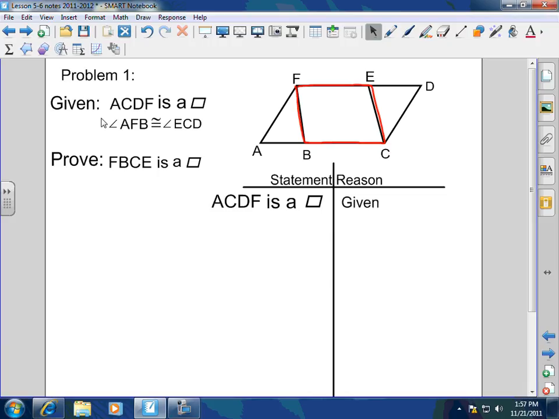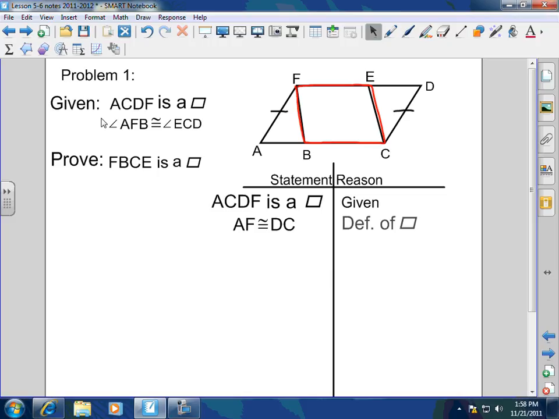What do we do from there? What do we know from there? Okay, let's go with that first one. Good job. AF is congruent to DC. We know this. Why? Definition of parallelogram. Very good.